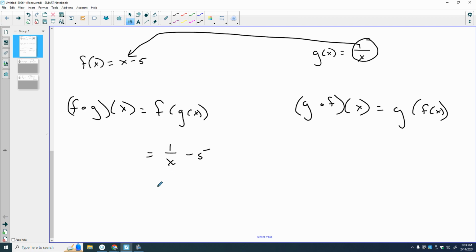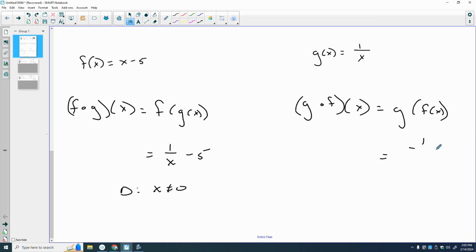So what's the domain of this? X can't be 0. That's pretty obvious. X can't be 0. Okay, let's jump over to here. What is g of f of x? Now I'm going to take, sorry, I was trying to get rid of that arrow and I got rid of everything. So this says x cannot equal 0. That's my domain.